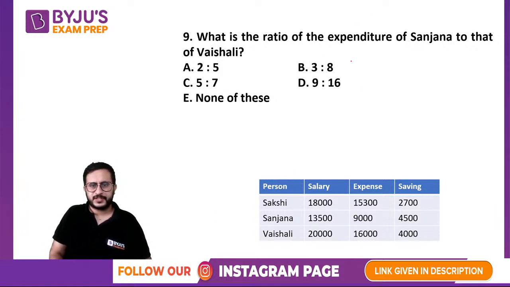So expenditure of Sanjana to Vaishali. This table is drawn like this: Sanjana to Vaishali, so the ratio is 9 to 60.